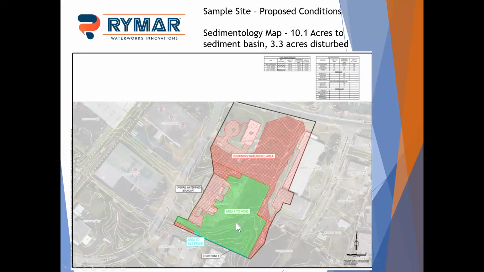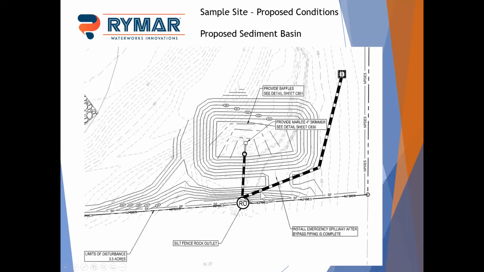So, we had a disturbed area of just under 3.5 acres, but we had a total watershed of a little over 10 acres going to this basin. So we had to factor in additional flow through it during construction. So this was our design. We're showing our baffles, had our skimmer specified there, as far as going in.